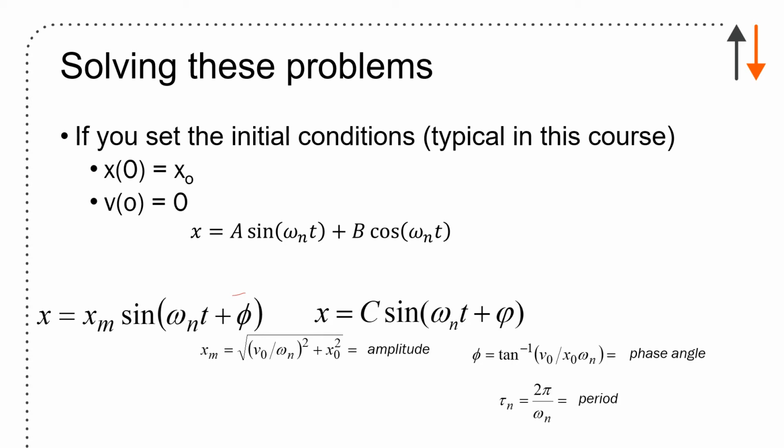Phi is just the phase angle, so it allows that the sine at 0 not necessarily be 0, so that if you're doing a problem where you have an initial displacement, you can cover it. And that's going to be inverse tan of v naught over x naught omega n. And that's your phase angle.